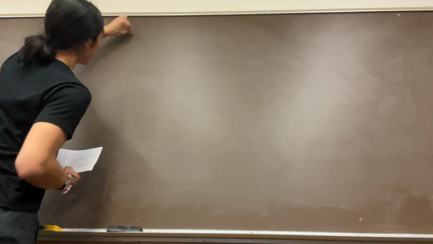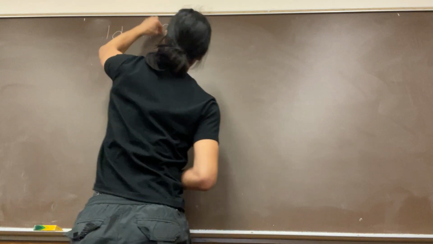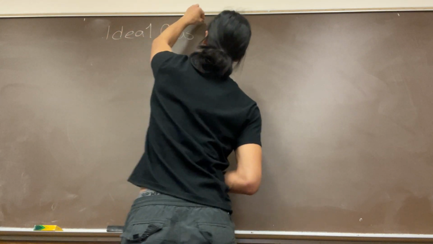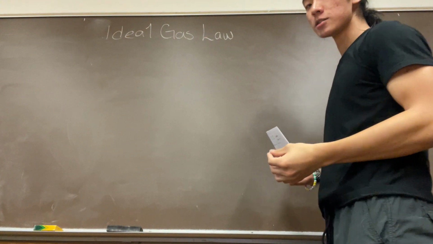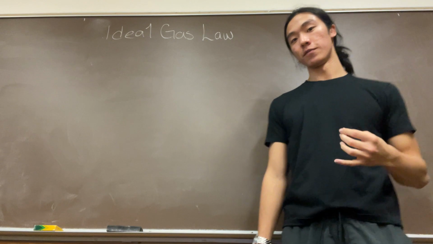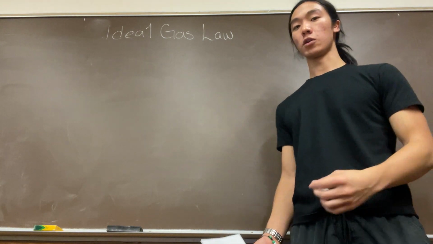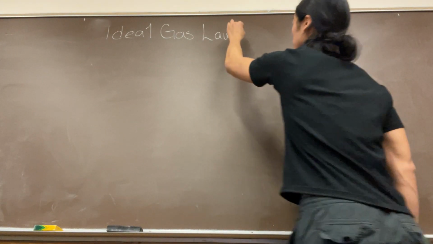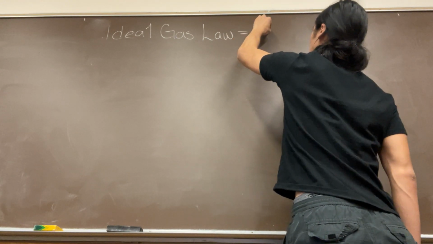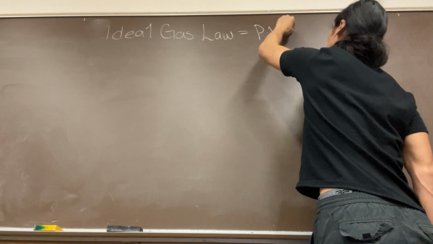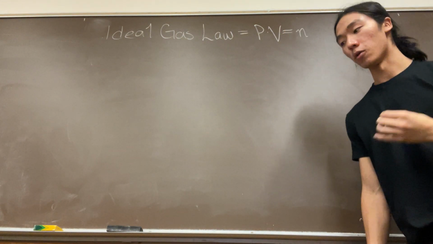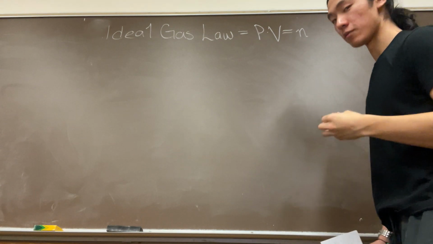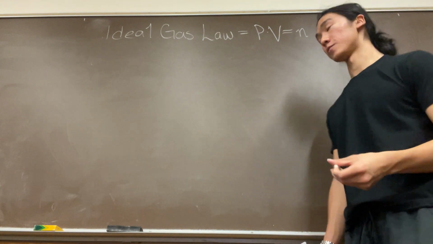So we have something called the ideal gas law. What the ideal gas law gives us is an equation that helps us determine one of 4 variables based on what you currently have. So this law goes: pressure times volume is equal to moles, which remember is a unit of how many molecules there are, based on its multiple of 6.022 times 10 to the 23.